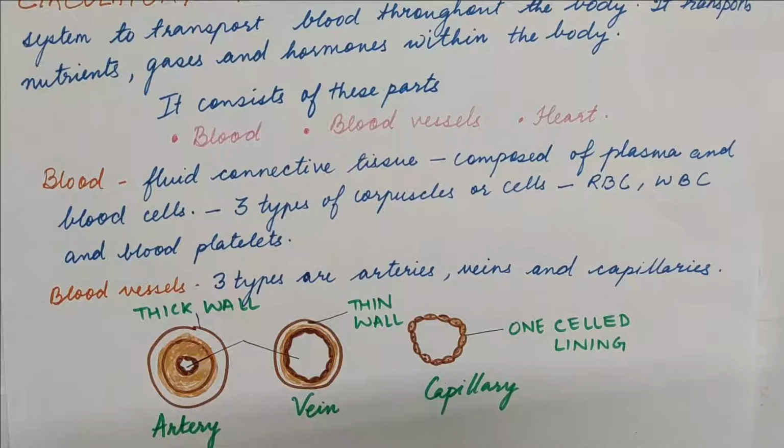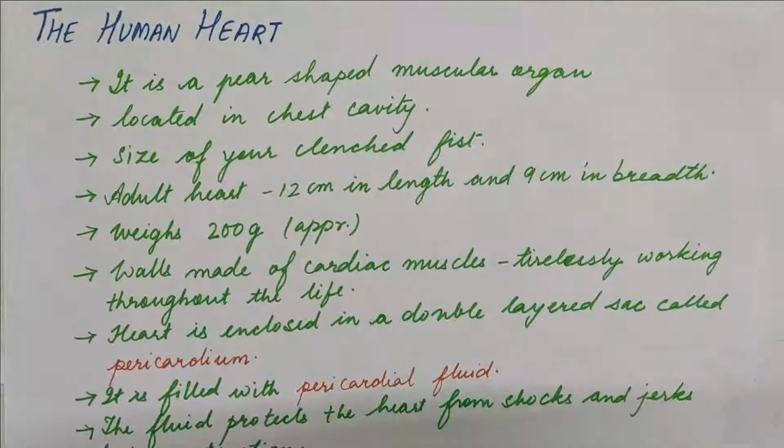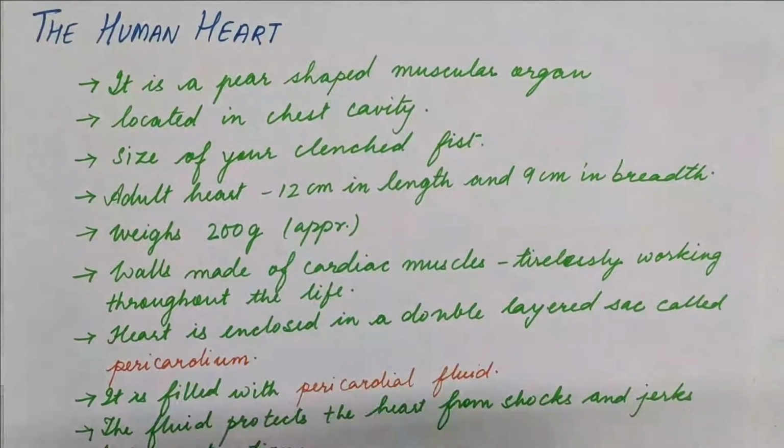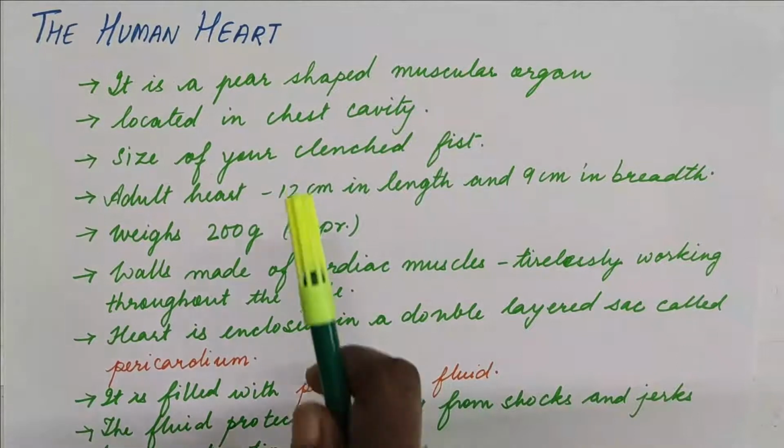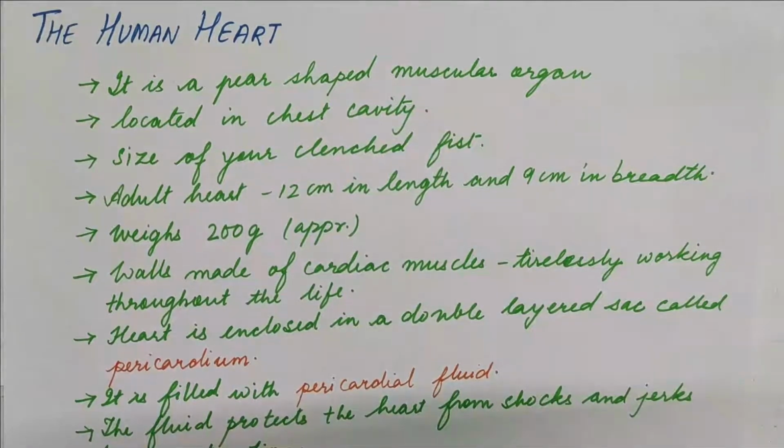So after giving you a brief introduction about blood vessels, we are going to study the part of the chapter on the heart. Now when we talk about the human heart, some points that you should know are that it is a pear-shaped muscular organ in your body located in the chest cavity, the upper part of your body, and it is just around the size of a clenched fist.